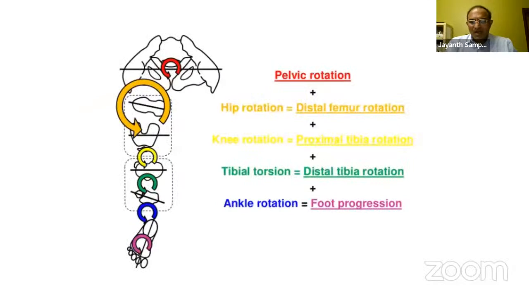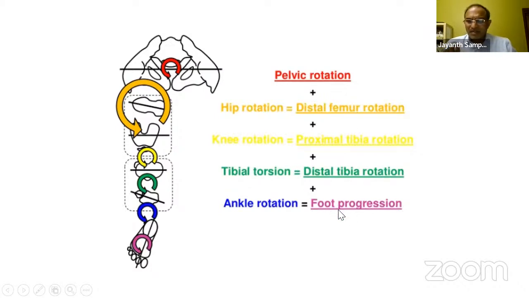And therefore, one can say that in the transverse plane, problems are additive. So you start with pelvic rotation, and hip rotation is basically pelvic plus distal femur. Knee rotation is these two plus proximal tibia, etc., all the way down to the foot progression angle.